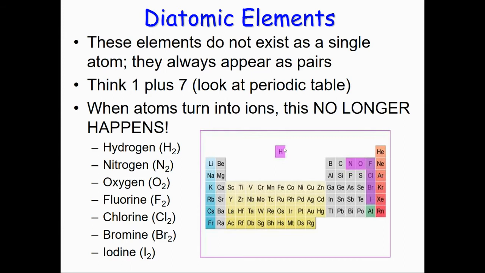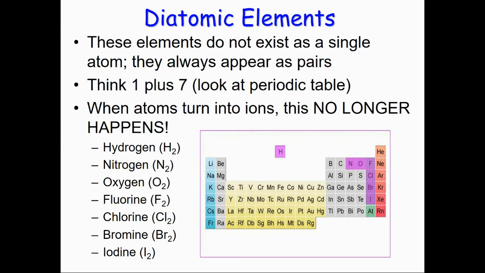The only time these atoms exist by themselves, not connected to anything else, is when they turn into ions, when they get a charge. Then they can be by themselves because they got some electrons to keep them company. They got their octet. But otherwise, they're always going to be bonded to something. I would label that on your periodic table.